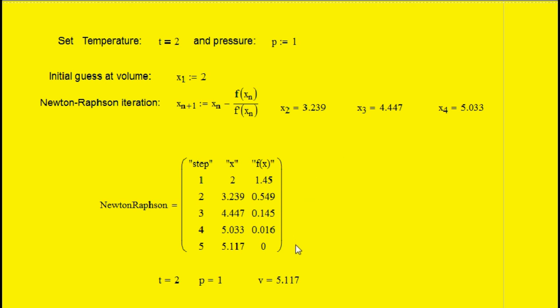Continuing this, we see that after 5 iterations the function is 0 when x is 5.117. In other words, with the temperature at twice the critical temperature, while the pressure stays at the critical pressure, the volume rises to 5.117 times the critical volume.